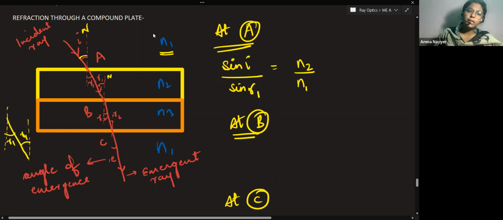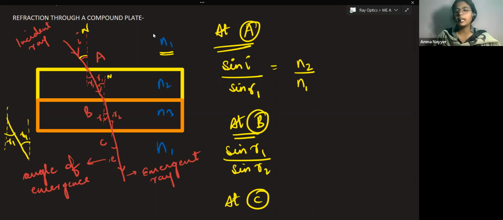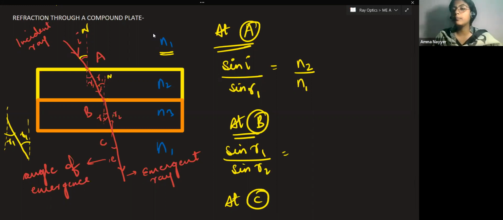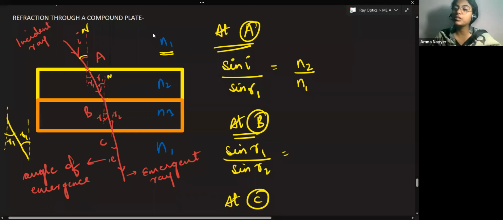Now, at point B, when you apply, instead of I, you have R1. And here you have sine R1 by sine R2 is equal to N3 by N2, the medium which it entered divided by the medium from which it has entered. So N3 by N2.